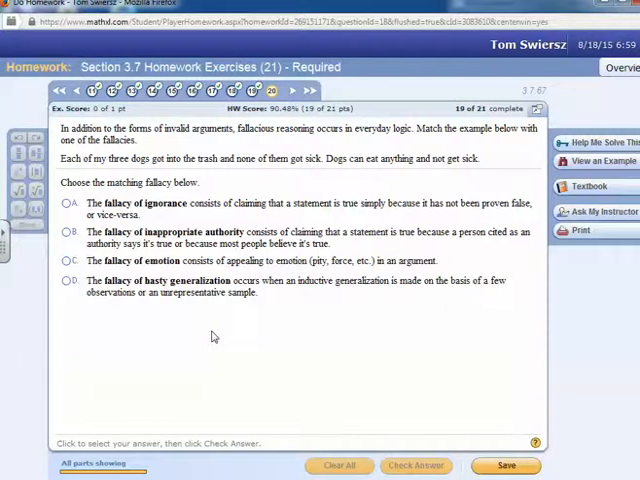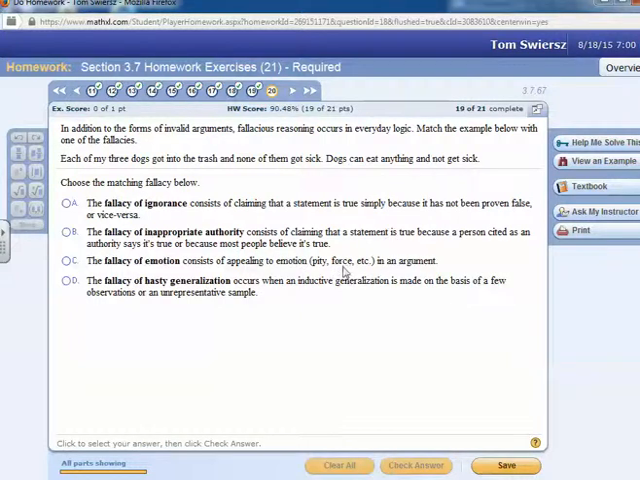In addition to the forms of invalid arguments, fallacious reasoning occurs in everyday logic. Match the example below with one of the fallacies. Each of my 3 dogs got into a trash and none of them got sick. Therefore, dogs can eat anything and not get sick. Okay, fallacy of ignorance, claiming a statement is true because it has not been proven false. Let's keep on reading. Fallacy of inappropriate authority. There's really no, he's not saying it because he's an authority.